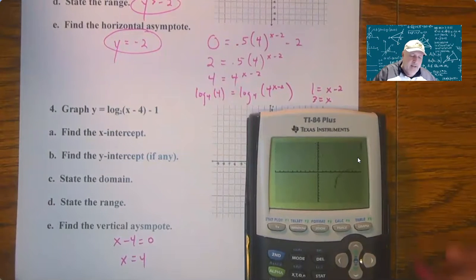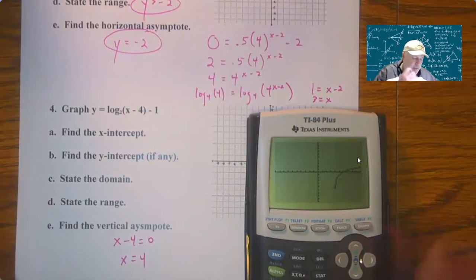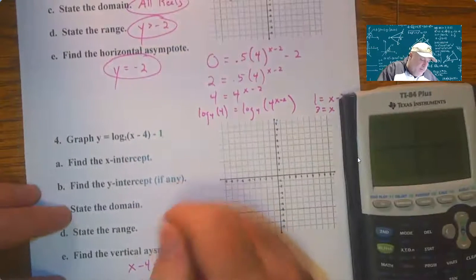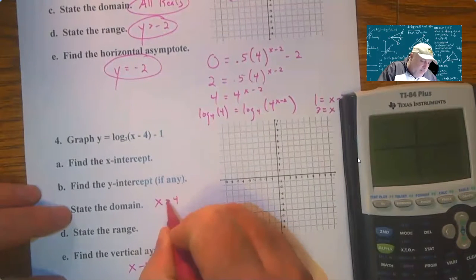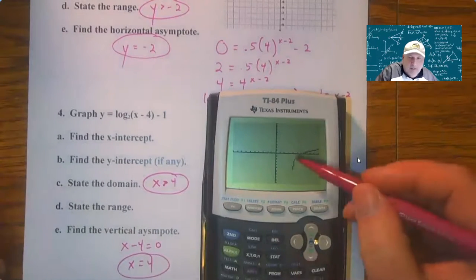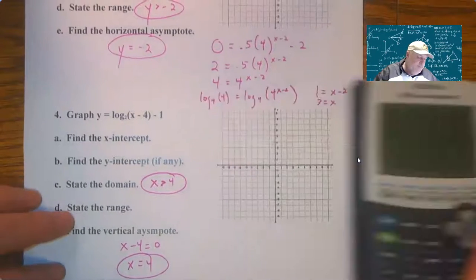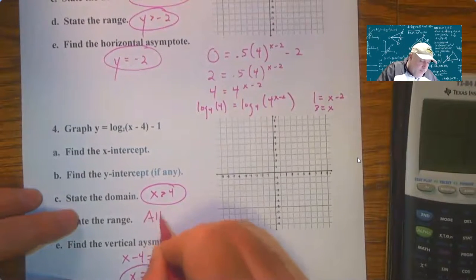So you can see that it actually cuts it off. It does come down to the right of 4. So this is going to be x greater than 4 for the domain. It's sitting to the right. That's how you look at it. And that vertical asymptote is there, and it does keep coming down forever. The range will be all reals.